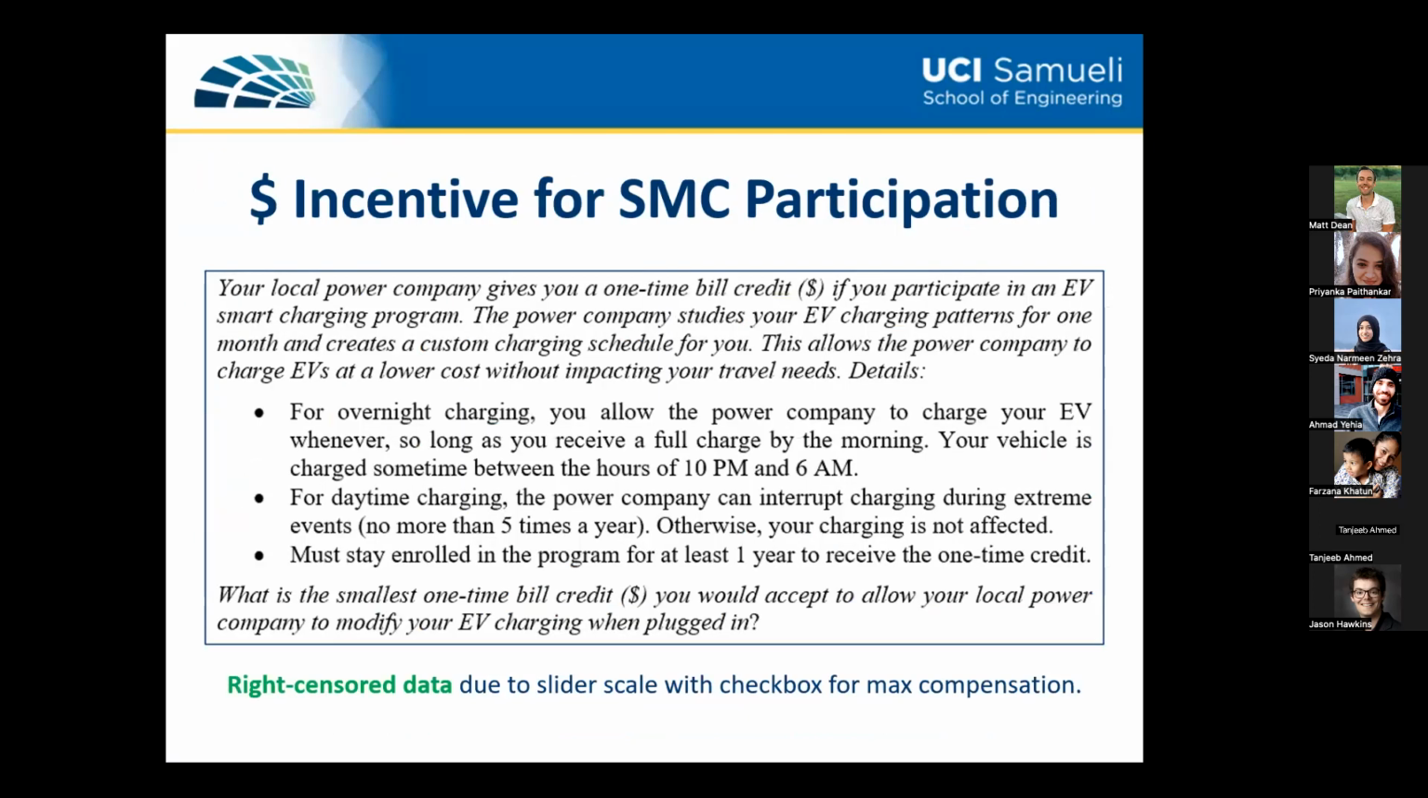Shifting ahead into that dollar incentive, we had a similar setup, assuming they have a 250-mile range BEV and level 2 charging at home. We said we would do overnight charging with the supplier-managed charging scheme. Daytime, we'd only interrupt it during those 5 days of the year where there's grid strain. So it's a combination of SMC at night and SMC for grid strain. And we tell them they have to stay enrolled for at least a year to receive this one-time bill credit.